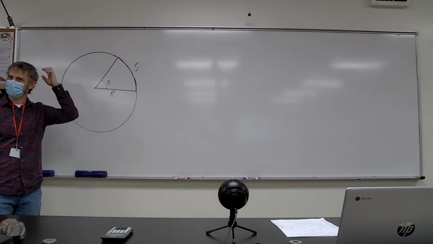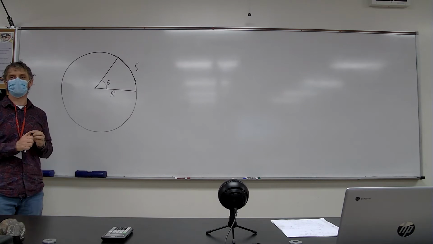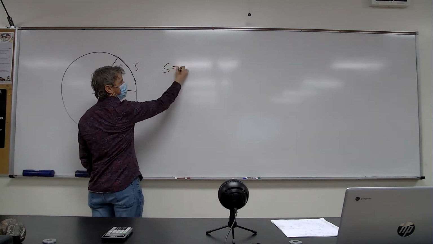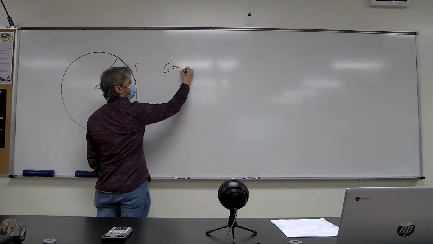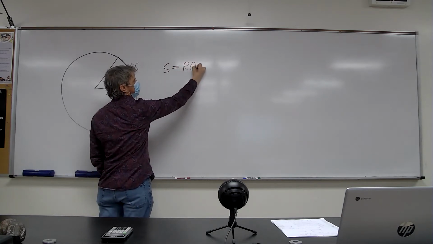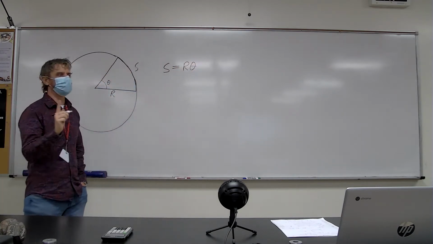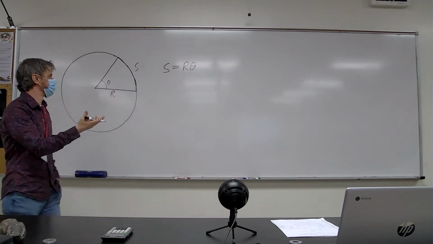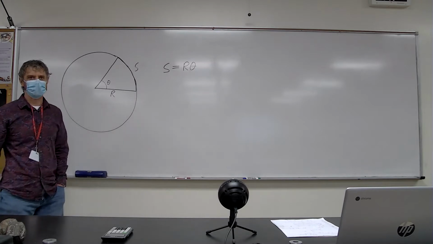Can anyone tell me? You learned this in geometry. I know it's years ago now. The arc length equals R times theta, if and only if theta is in radians. If theta is in radians, this is literally the definition of the radian.